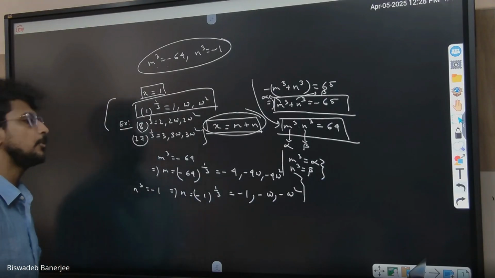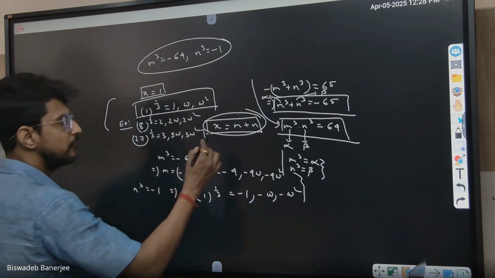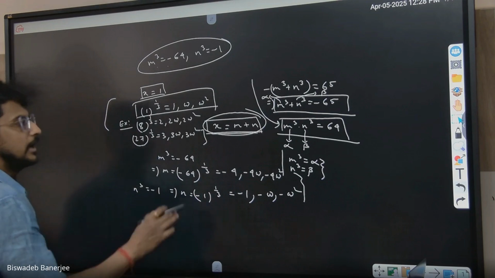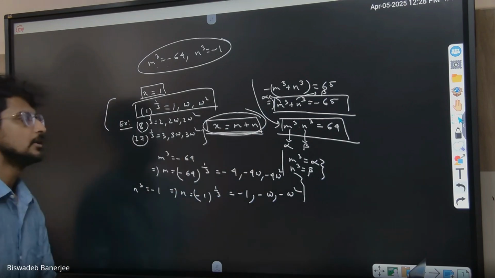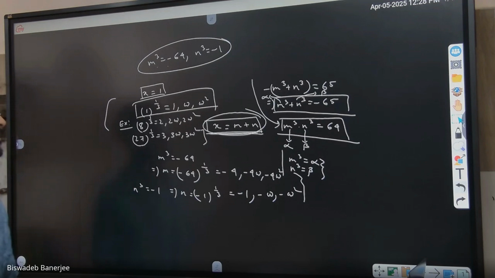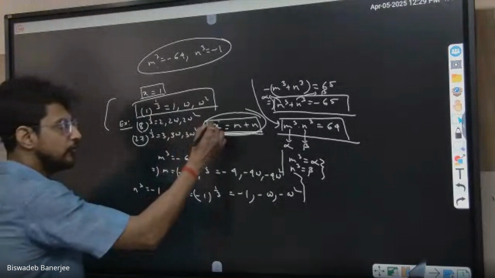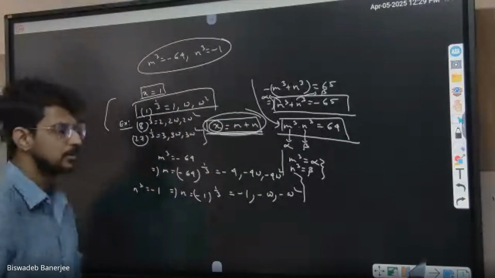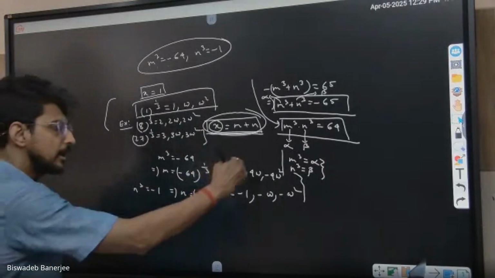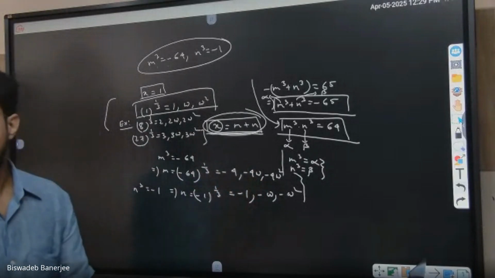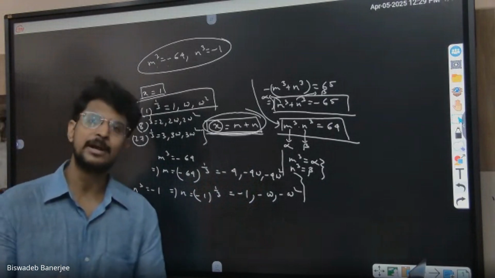Now what is our prime objective? Our prime objective is to find the values of x, where x is equal to m plus n. My target is to find values of x and my x is m plus n. So we have to add m and n. How can we add m and n?